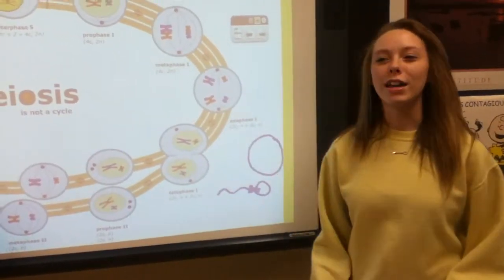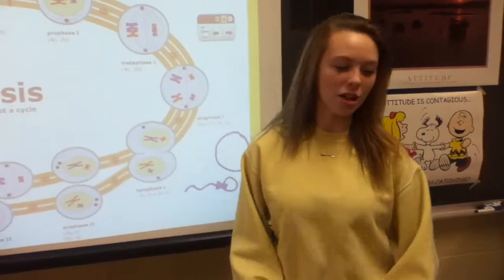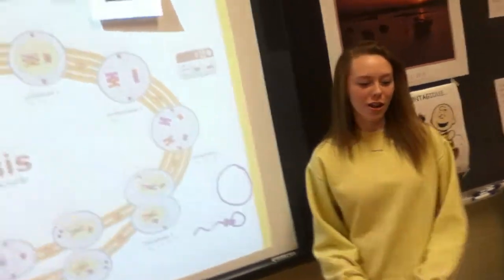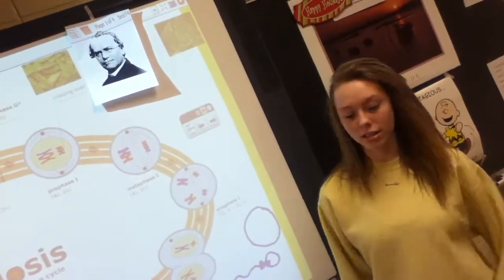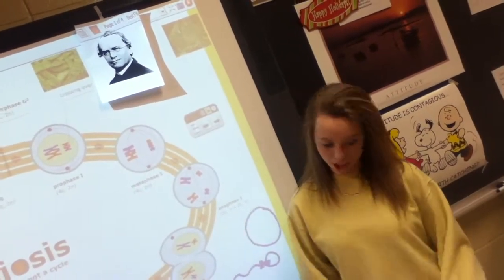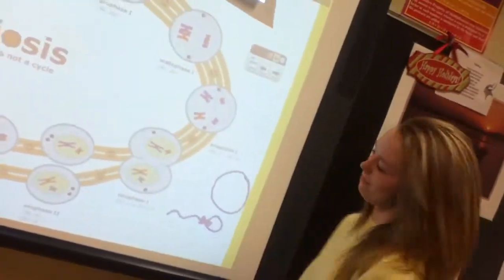One law that he pronounced from his experiment is the law of segregation, which states that 2 alleles for each trait separate during meiosis. The second law is the law of independent assortment, which states that a random distribution of alleles occurs during gamete formation.